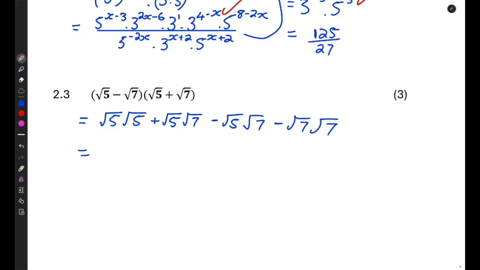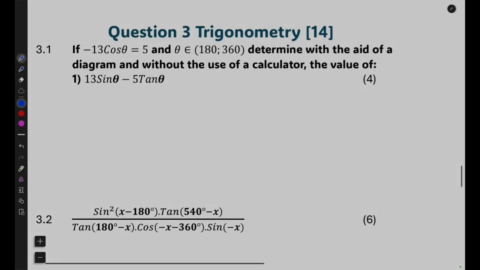Now I can just check, and the middle two terms are actually the same, but one is a plus and one is a minus, so they become 0. What's left is then just 5 minus 7, and the answer is minus 2. You would get your 3 marks for doing your FOIL correctly, and then for getting the 5 and getting the 7.